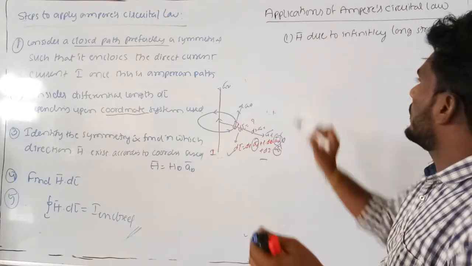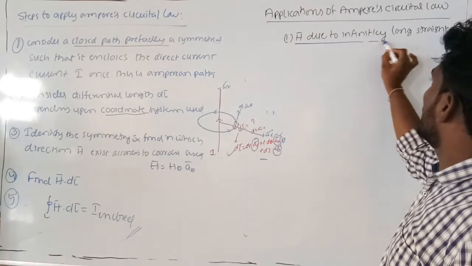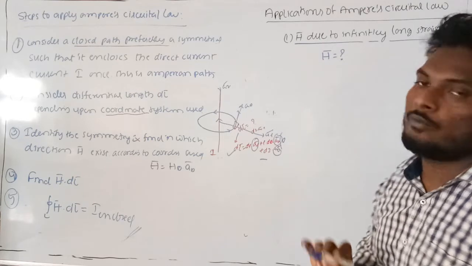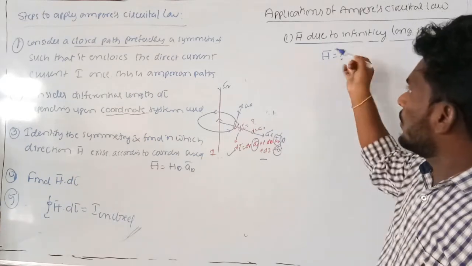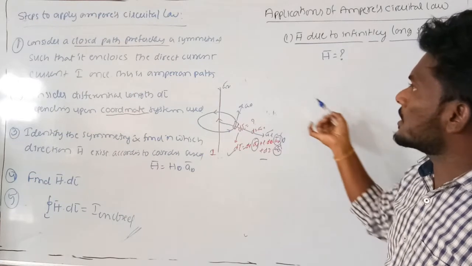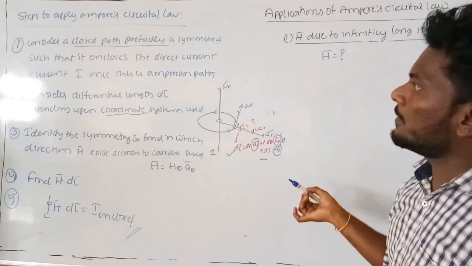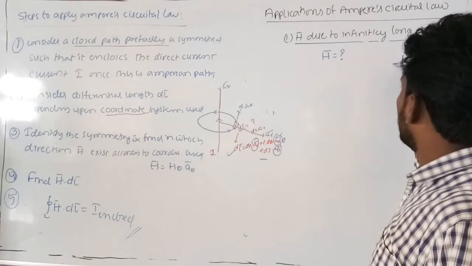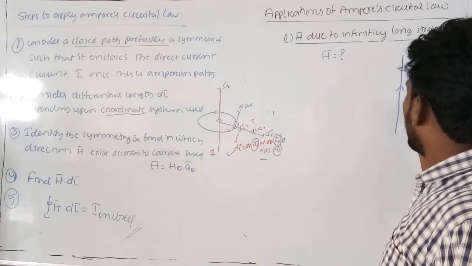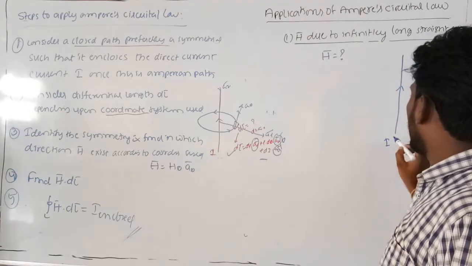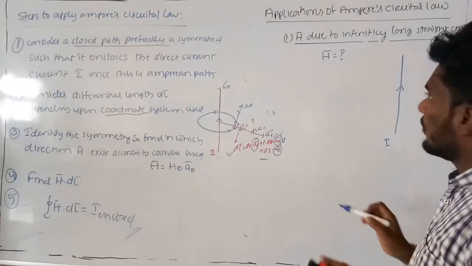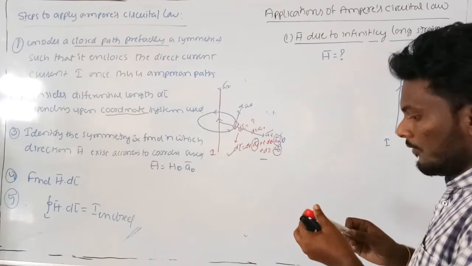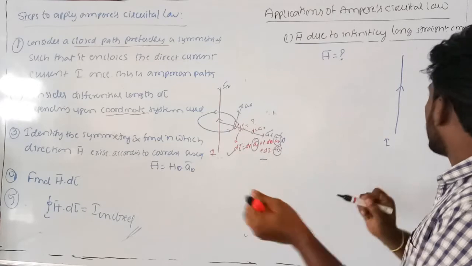Consider a closed path. Before that, the heading is H bar due to an infinitely long straight conductor. That means H bar is an unknown value, and we need to find out that value. To calculate H bar, consider a closed path, preferably symmetrical, such that it encloses the direct current. See, here there is a configuration like this. It is a long straight conductor and the current passing through the conductor is a steady current, that is I. Step number one, consider a closed path. Now I will consider a closed path circularly.